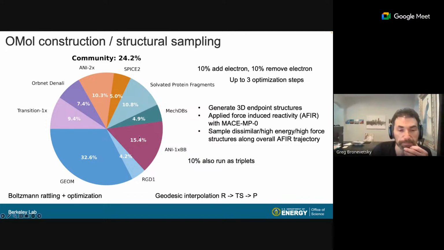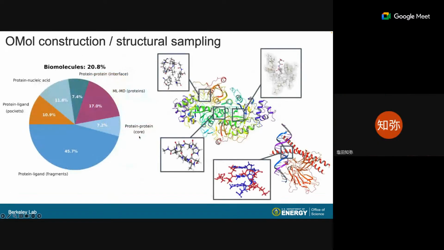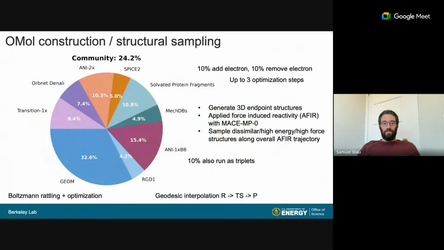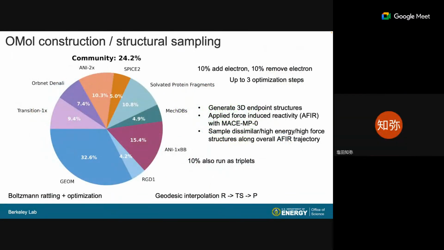Okay, makes sense. Thank you. Yeah. So then, I have a question. Please. OMol25 is composed of many existing datasets. What percentage of its data is new or was first introduced in OMol25?